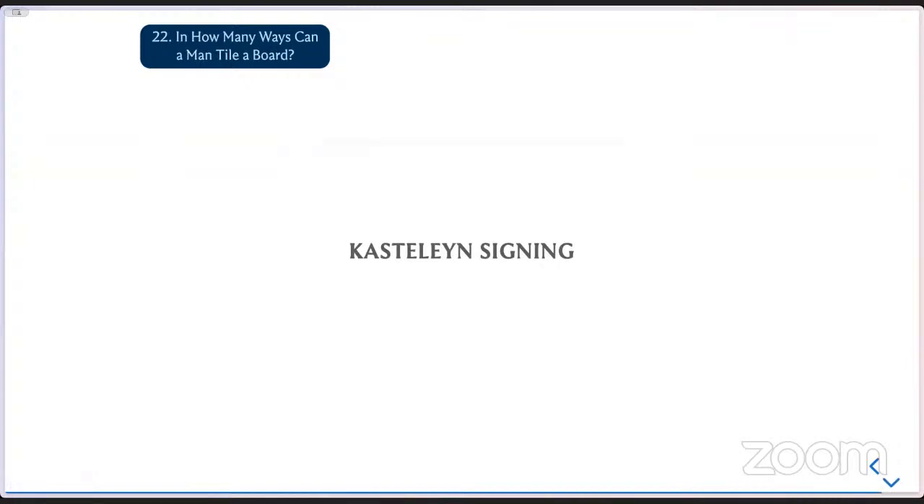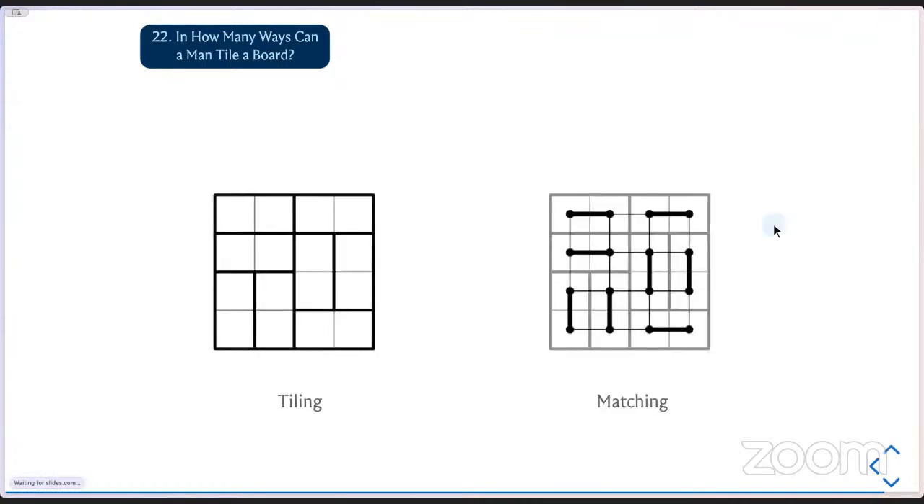Okay, all right. So maybe we get started with the story for miniature number 22, which asks in how many ways can a man tile a board? And it turns out that the answer lies somewhat in determinants, as we will see in a minute. Before that, let me just describe the tiling problem.